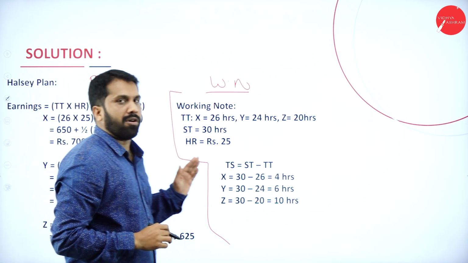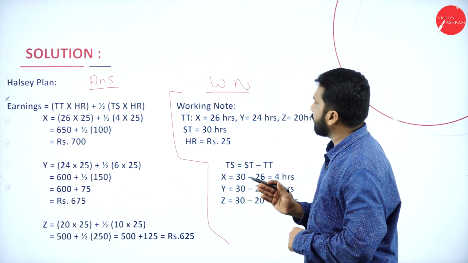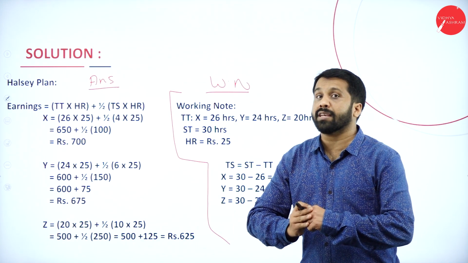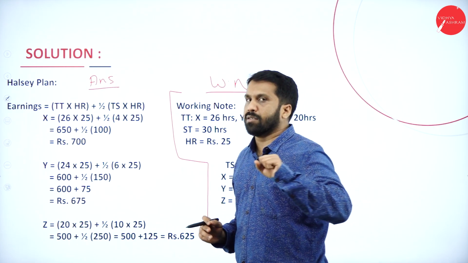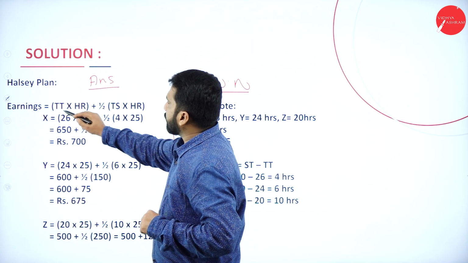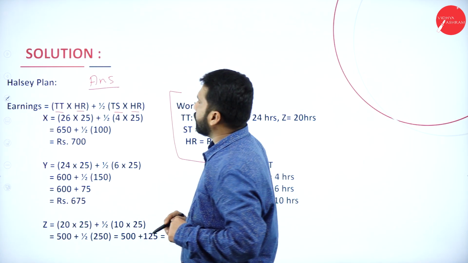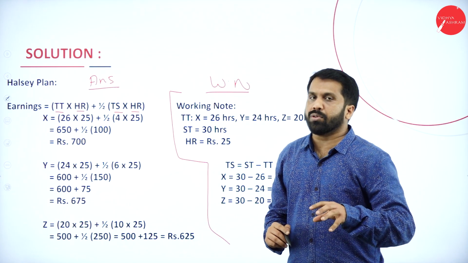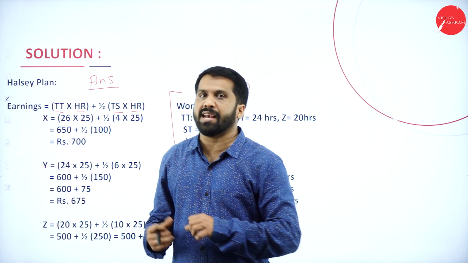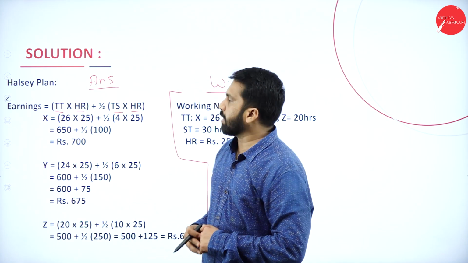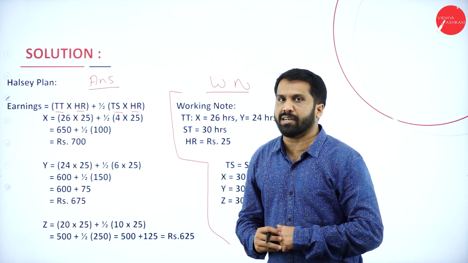So your left side, whatever we have, those are answers, and whatever we have on the right side, those are working notes. Now, as per this, you have earnings. Under earnings: time taken into hourly rate, time saved into hourly rate. You know the formula. Why? Because in the previous session, we discussed this formula.